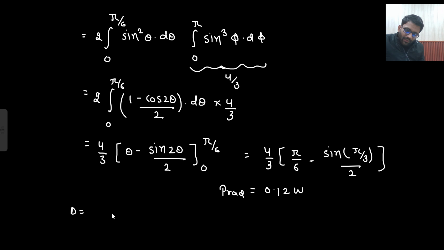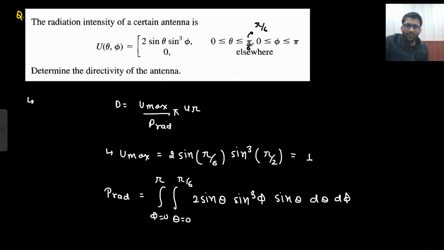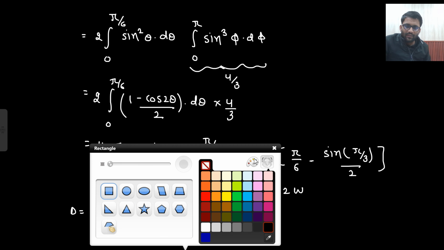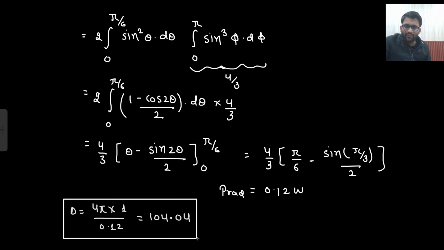So what is my directivity now? 4 pi into U max. So 4 pi into U max is 1 divided by 0.12. So what are you getting? Reciprocal of this into 4 into pi. So 104.04. Okay, so this is that directivity. This is the directivity we are getting, that is 104.04, and you can find it in dB as well.